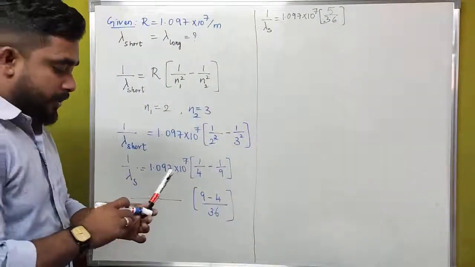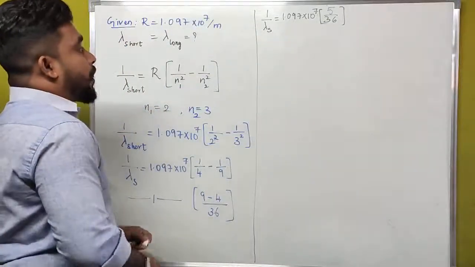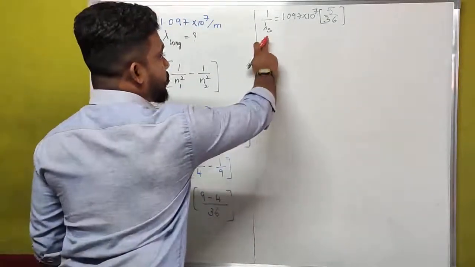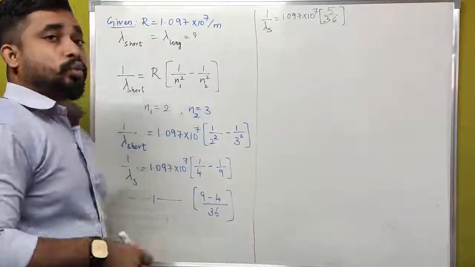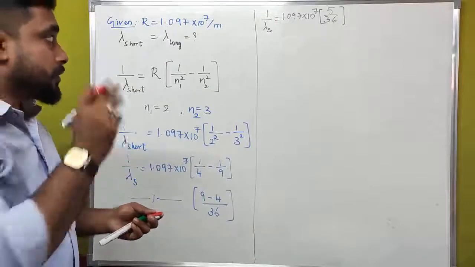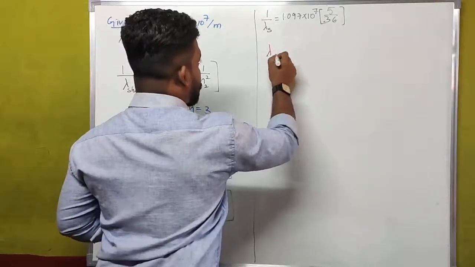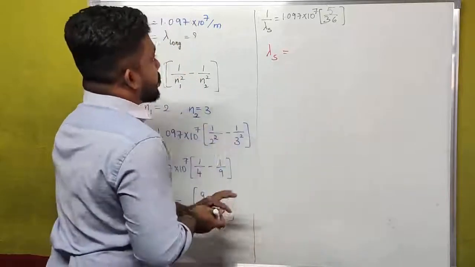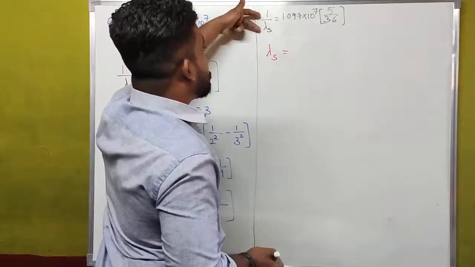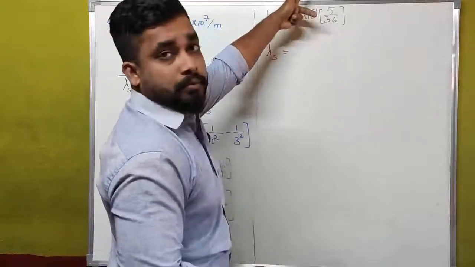5 divided by 36. What we want here is lambda s, but what we have here is 1 divided by lambda s. Lambda s means the shortest wavelength. But if you want lambda s, the numerator and denominator will change their positions. Here also we have to do the same.